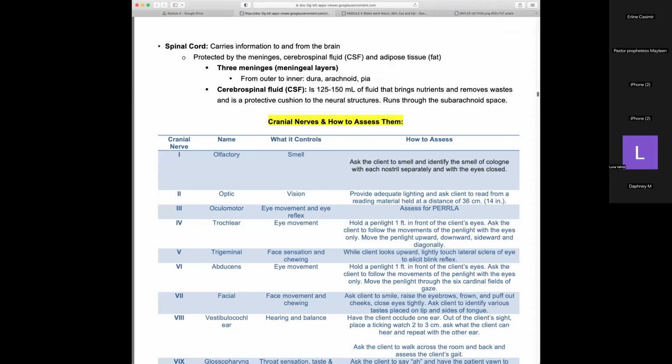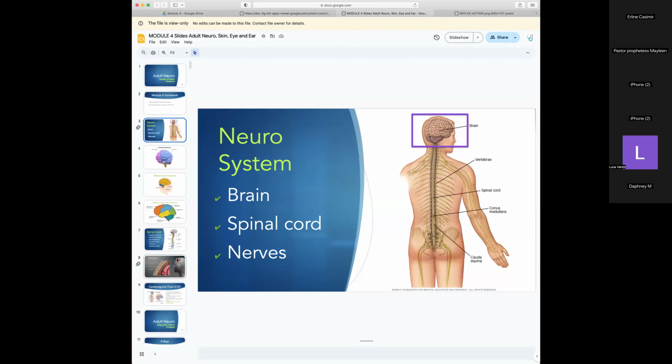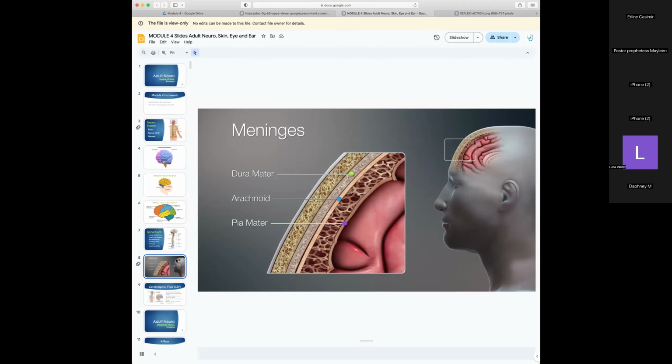So what's protecting your spinal cord? You have the meninges. You have 3 of them. You have cerebrospinal fluid, you have fat tissue, and also we learned about the vertebrae, the vertebral canal, which is also protecting the spinal cord. So let's learn about the meninges. You have to know the name and you have to know the order because that will help you understand where certain injuries or conditions are happening.